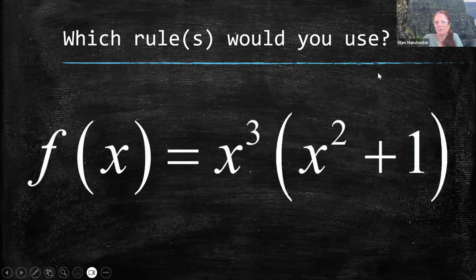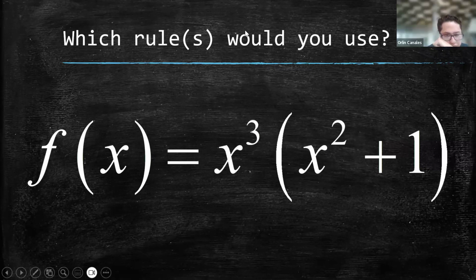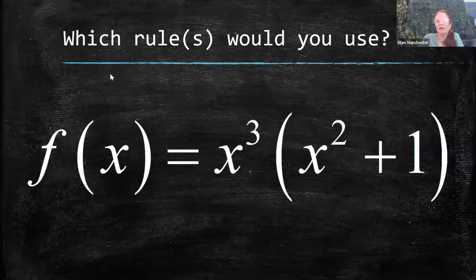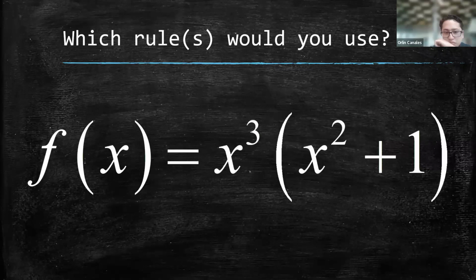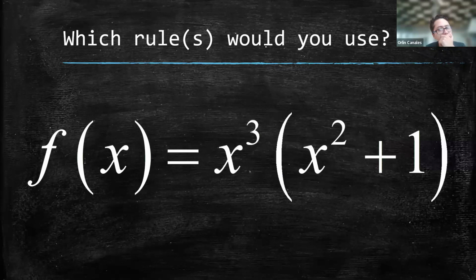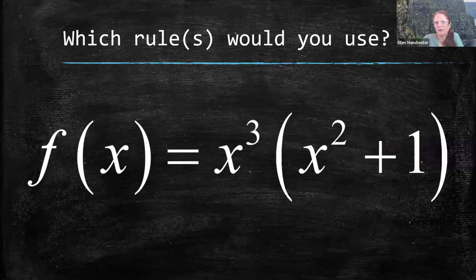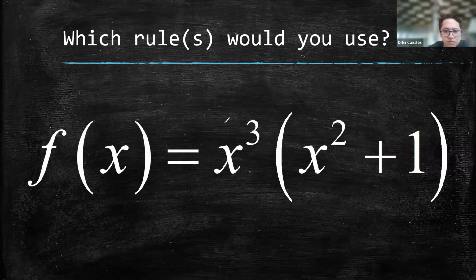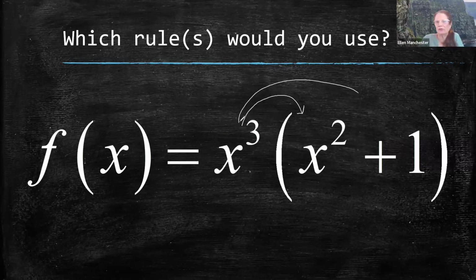Orlin, what would you use? Product. Okay, product rule, yes. And then is there a way for you to get out of the product rule? So when you look at it, look at what you're doing with it. Do you see how it's x cubed times the parentheses? So you literally could take it and multiply through. So you just distribute it through. So you end up with x to the 5th plus x cubed, and then you can use the power rule.